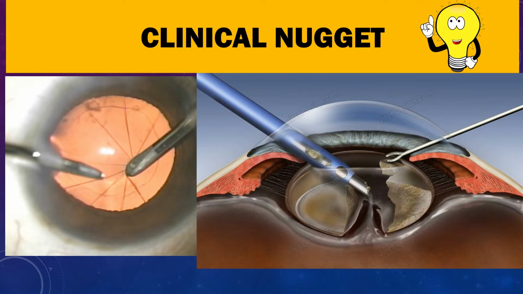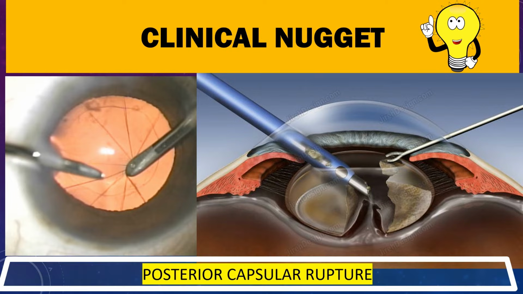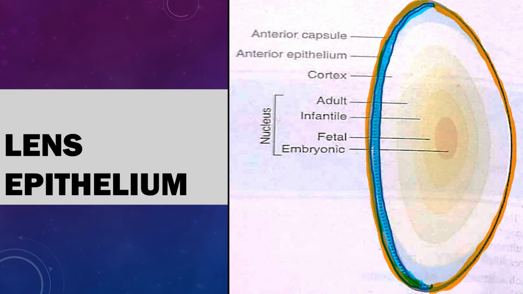The thickness of the lens is least in the posterior pole, and therefore at the time of surgery, the most common place where the lens capsule gives way, and the most common complication that you see, is the posterior capsular rupture, right? This can happen with some instrument touch, sometimes during hydrodissection, due to the inherent weakness of the posterior capsule. So this is called posterior capsular rupture, which is a complication of cataract surgery. And why does it happen? Because the posterior capsule is weakest at the posterior pole.